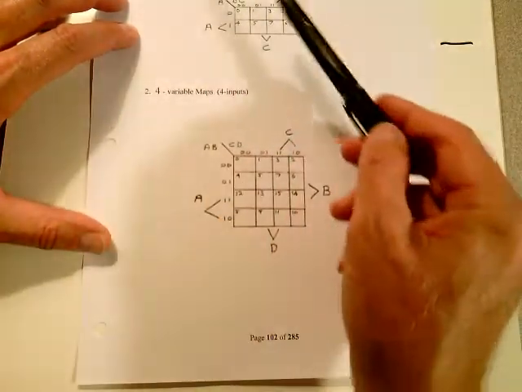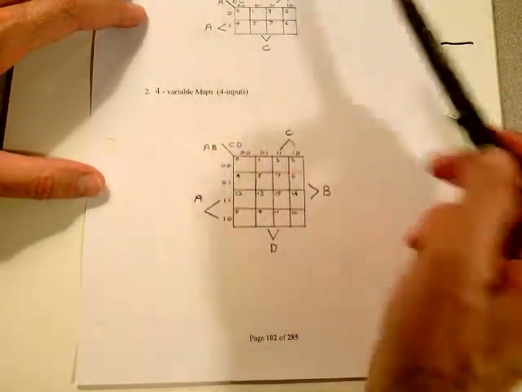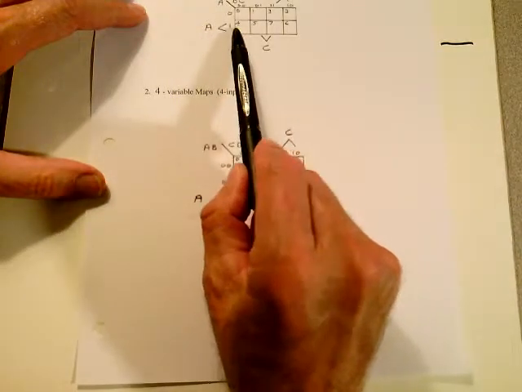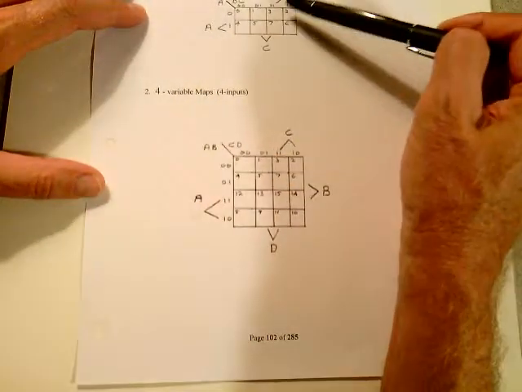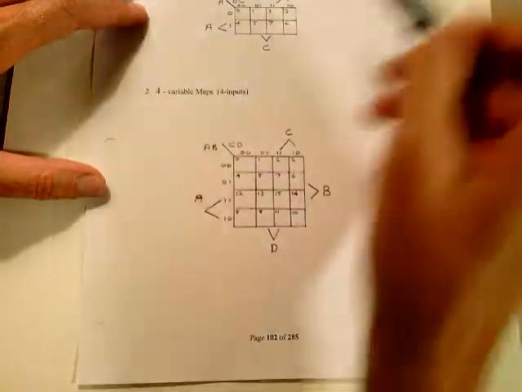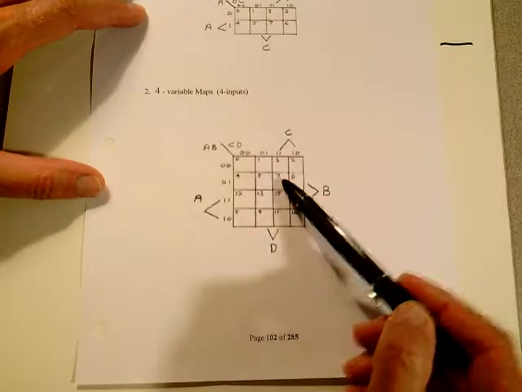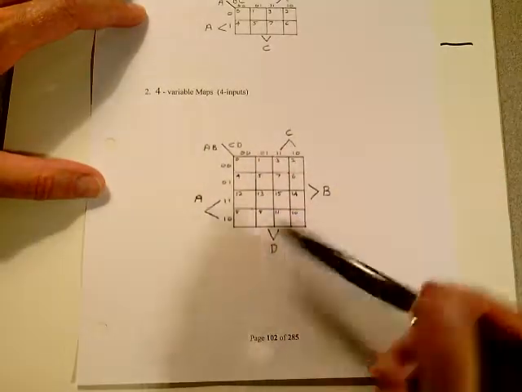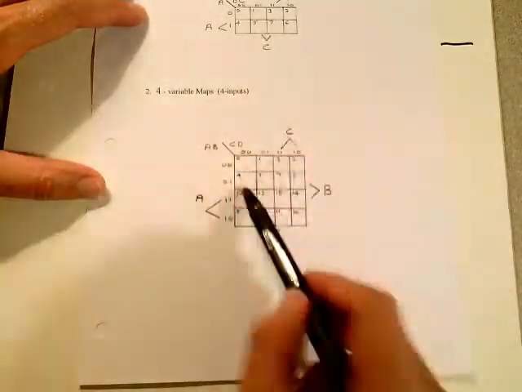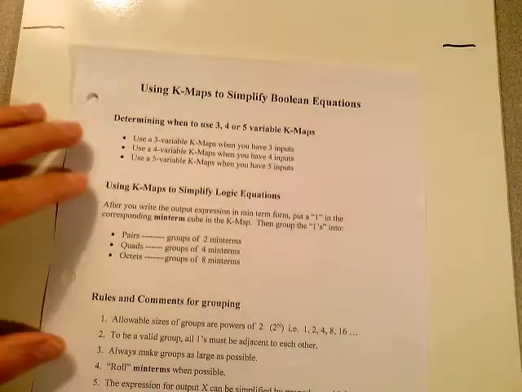If you notice, when I label these maps, I only show the true variable. I don't show the bar variable. In other words, A here is these 4. B is these 4, and C are the 2 of the middle 4. Down here, A is the last 2 rows, B is the middle 2 rows, C is the last 2 columns, and D is the middle 2 columns. You'll see why we do that as we go through our different problems here. On page 103, using K-maps to simplify Boolean equations.